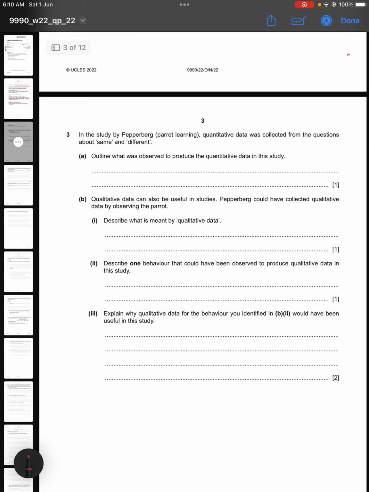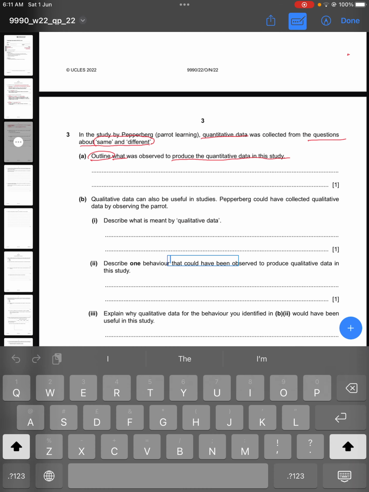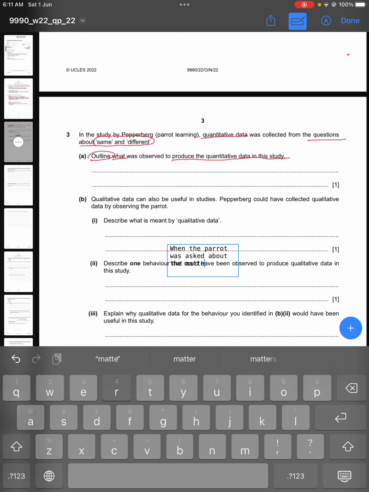Now question number 3 says in the study by Pepperberg, parrot learning, quantitative data was collected from the questions about same and different. Outline what was observed to produce the quantitative data in this study. So we need to tell which part of the procedure collected quantitative data. Over here the question already says that when the questions about same and different were asked. So from this we should have an idea that quantitative data was collected when the parrot was asked about the matter, color and shape of the objects.